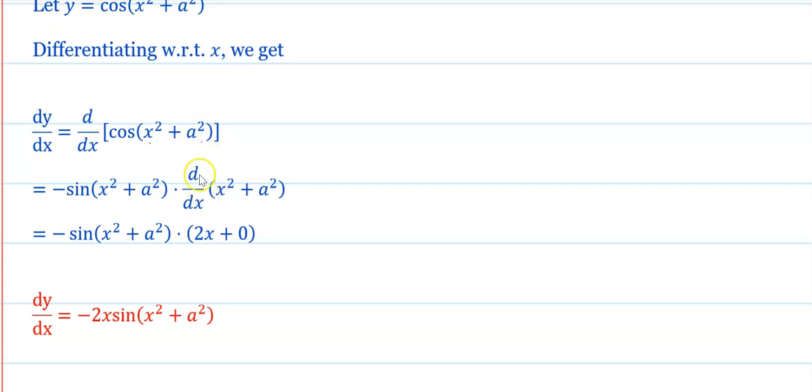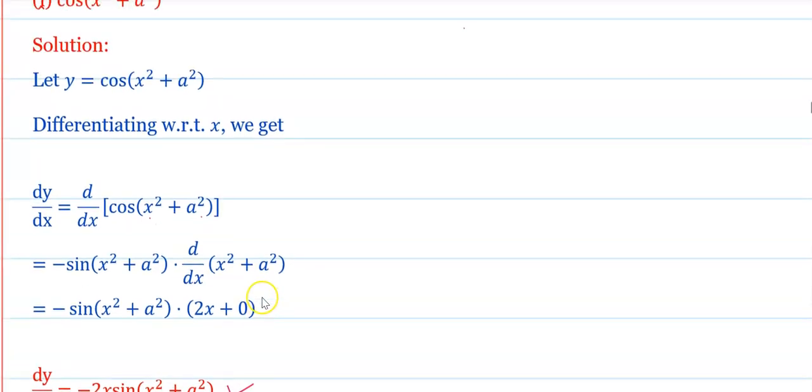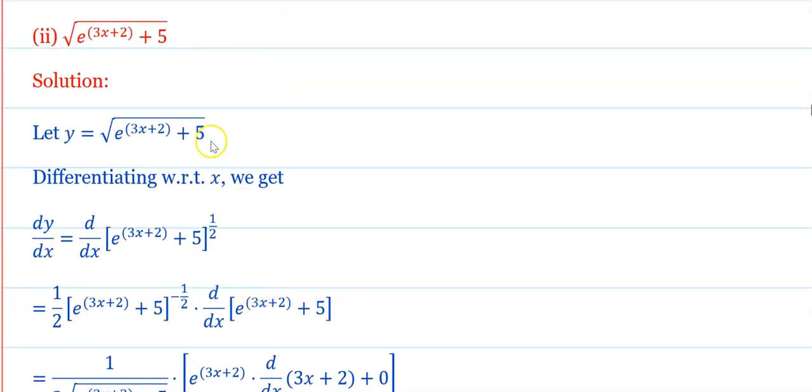It is a composite, and hence d/dx of x square plus a square: the derivative of a square is a constant, so it is 0, and the derivative of x square is 2x. Hence dy by dx is equal to minus 2x into sine of x square plus a square, and this is the answer. Okay. Now the next question.